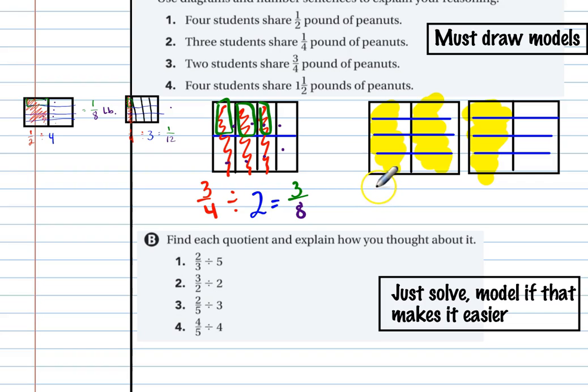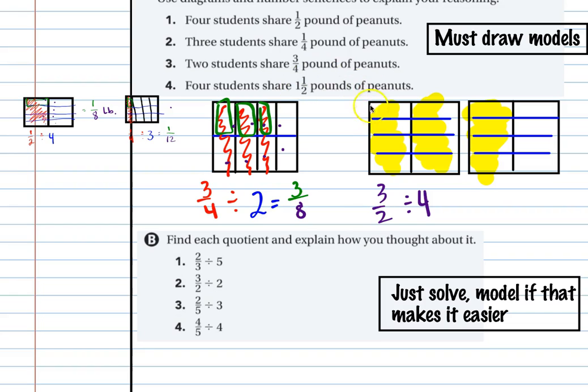So I'll make that into a mixed number. 2 times 1 is 2 plus 1 is 3. 3/2 divided by 4. I have 3 halves. 1 half, 2 halves, 3 halves.